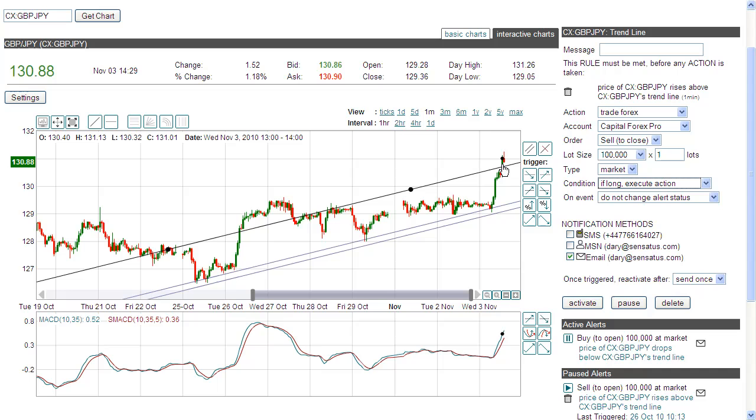So if I close out the long position and the price rises above the trend line again, no further action will be taken because I have no position. So only execute this if long, and on event do nothing. As before, I want this to keep running, and I'm hoping for the price to bounce between these two levels continuously. So I'm going to reactivate after 1 minute. So click activate.